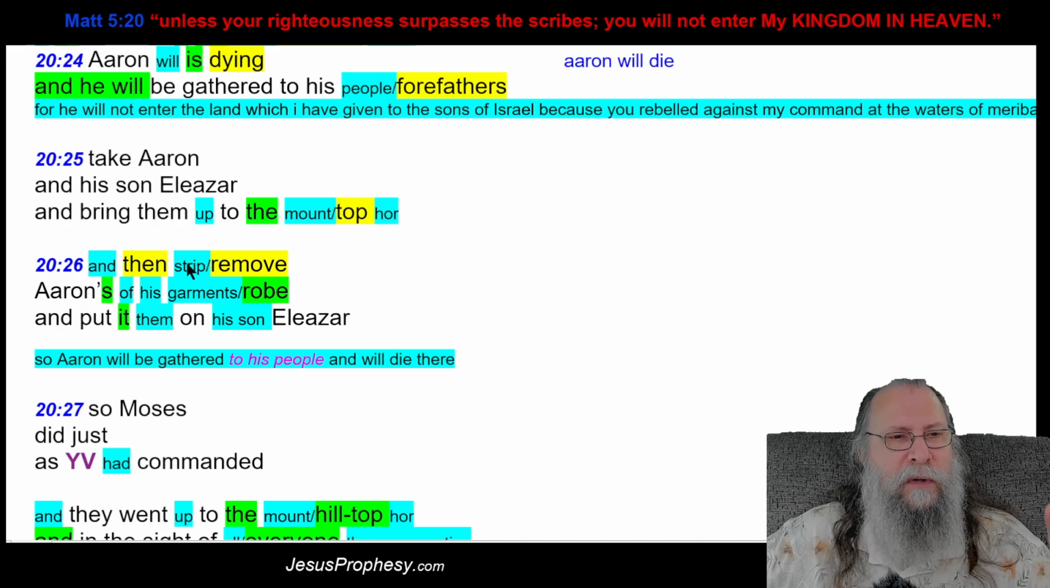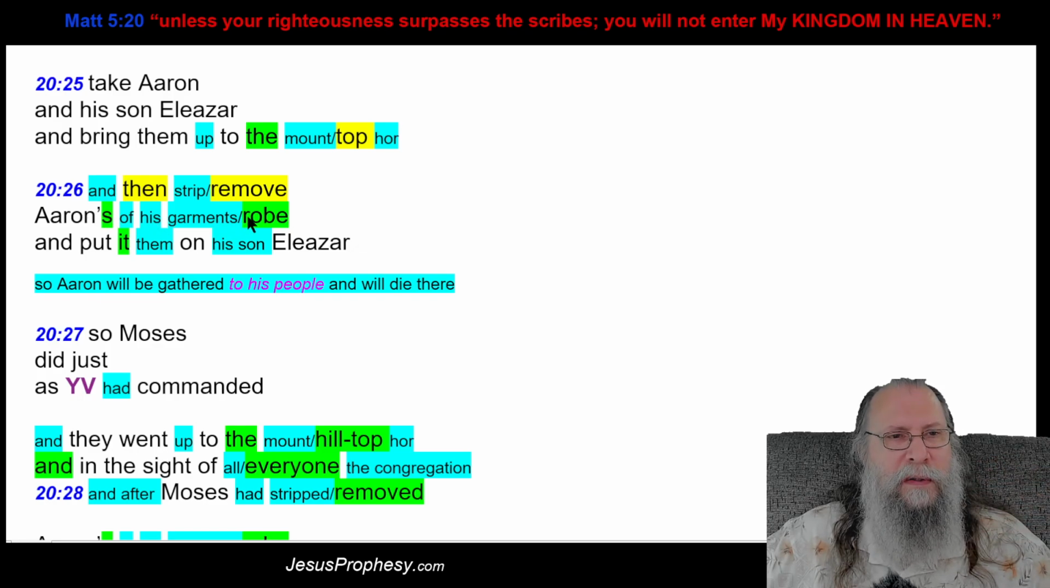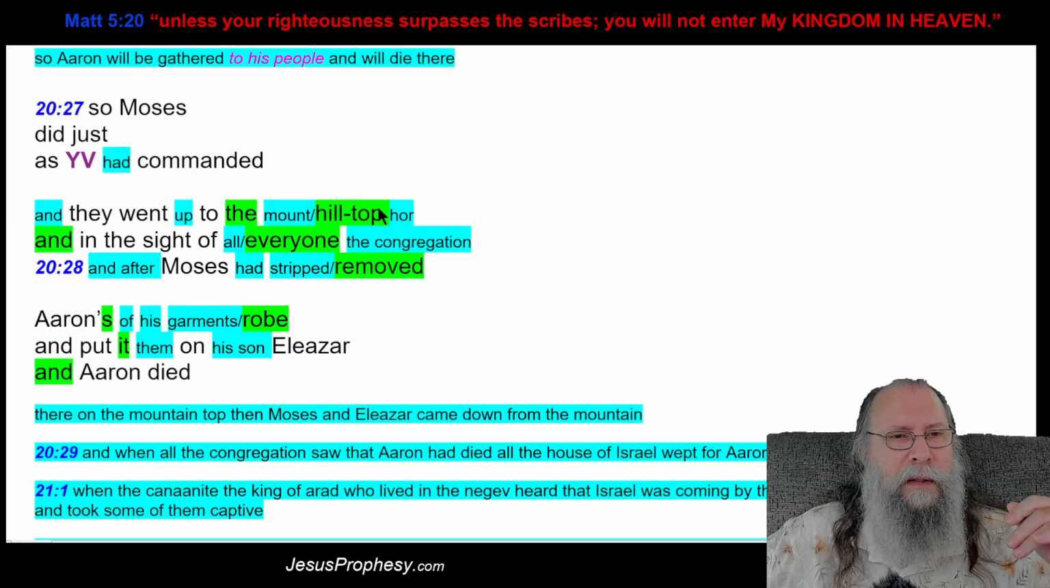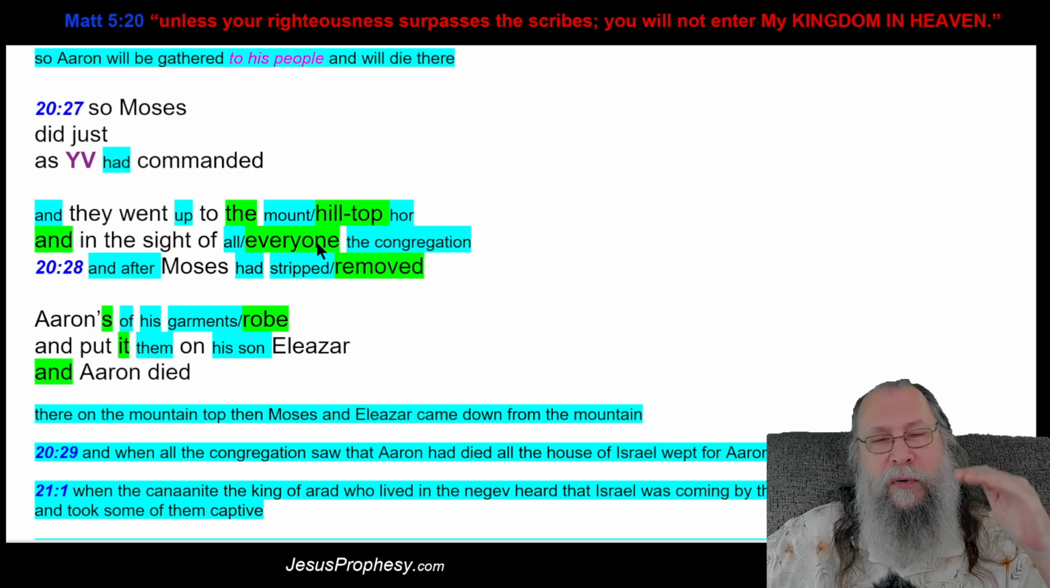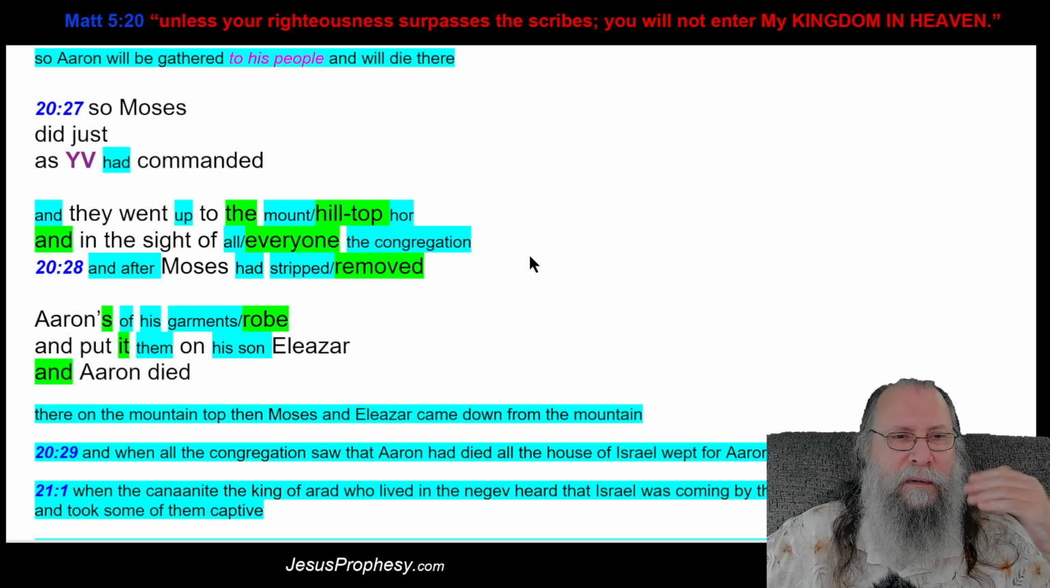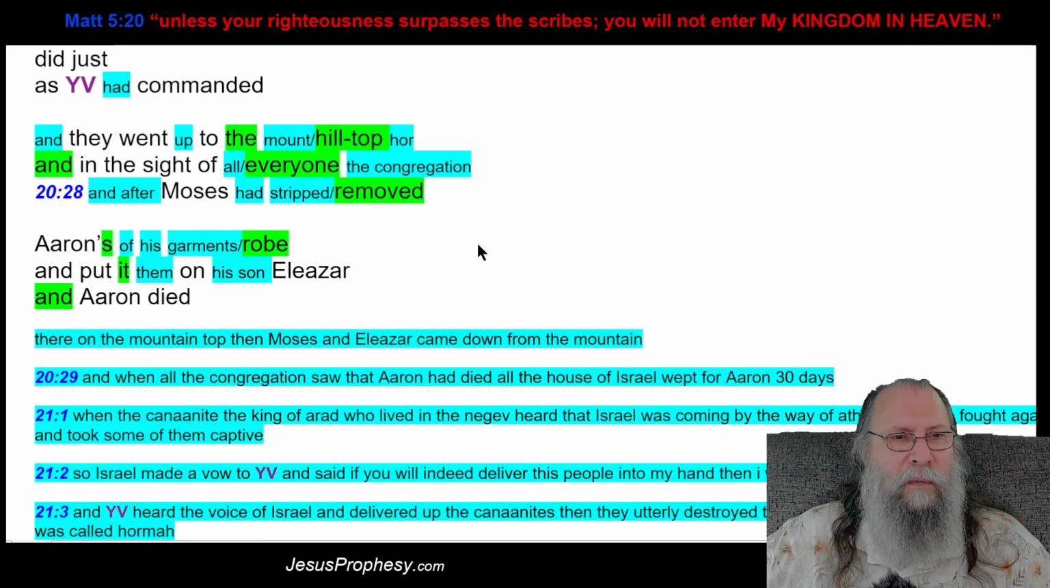He's going to then not strip but remove Aaron's robe, not garments, but robes. High priest is Aaron, and he's got his robes already. So it's just not garments. People would recognize him because he's wearing these. They're still traveling, but he's the high priest. So it has to be robe. And then at the hilltop, in the sight of all, which is really everyone. I like the word everyone over all. I'm trying to make sure every word means exactly what it means and not get many descriptions of one word to mean many different things. Again, robe, and put it on Eleazar, and Aaron died.